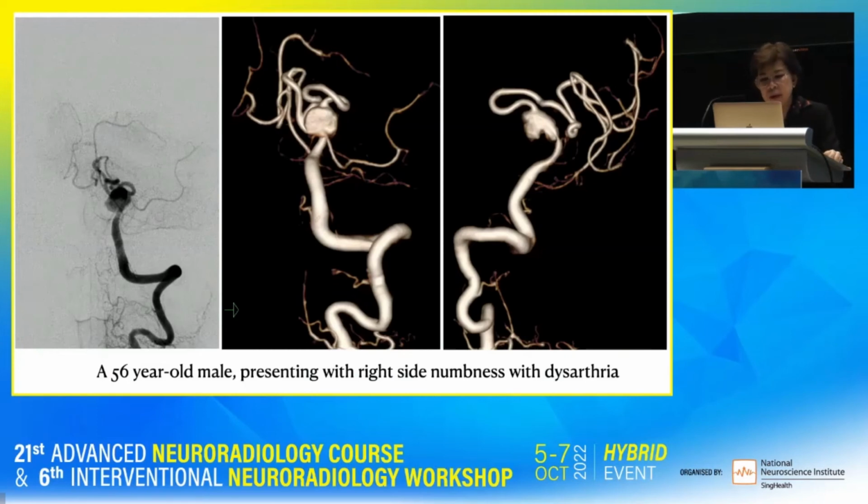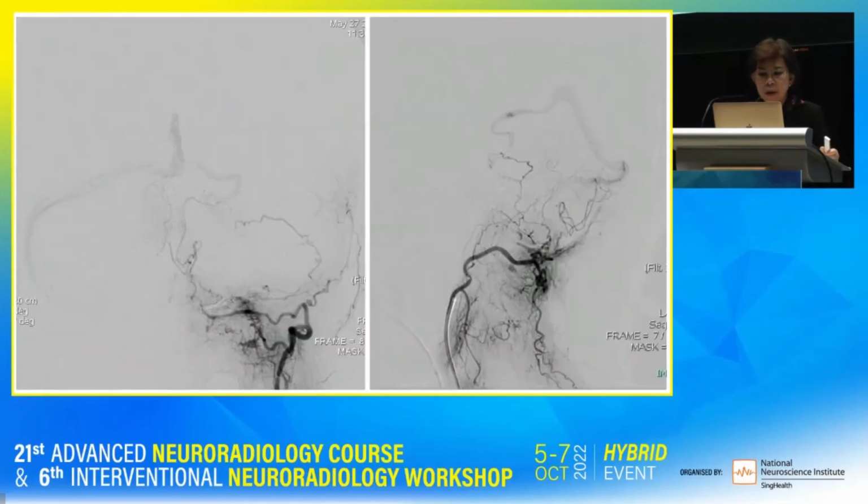In this case, the patient came in because of right-side numbness and dysarthria, and CT and MR demonstrate that there is a partial thrombus of the VA and PICA junction aneurysm. It doesn't matter for this, but during the angiogram, we recognized that there is a tiny shunt here from the ascending pharyngeal artery, right?